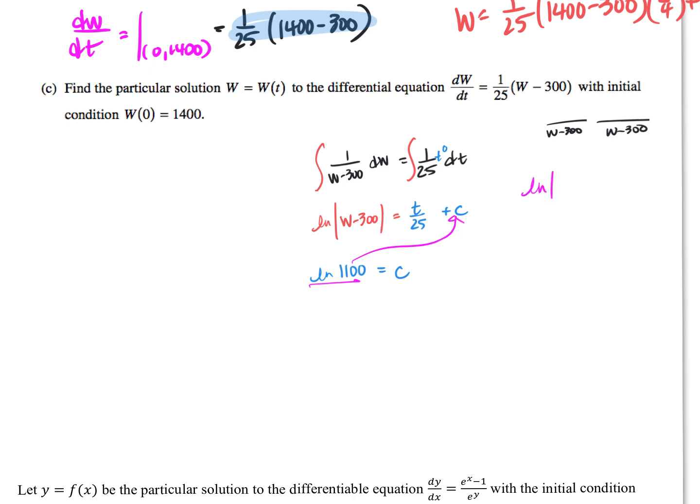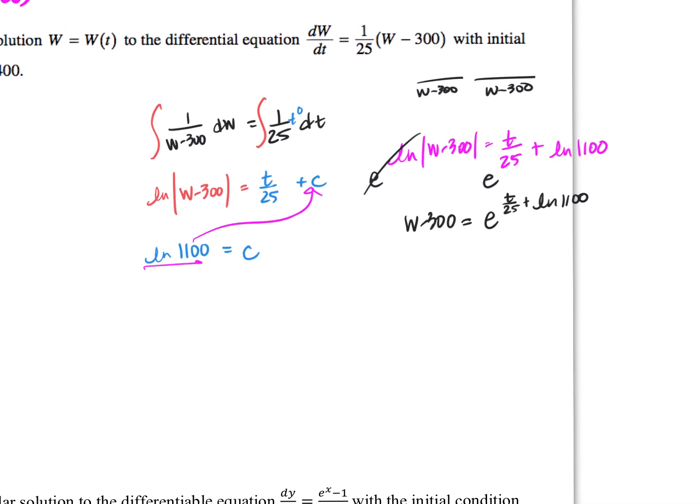Whoa. Okay, people, we got ln of W minus 300 equals t over 25 plus ln of 1100. Whoa. We got to get W by itself, so we're going to e both sides. I'm good with getting rid of those bars because the absolute value of W minus 300 when W is 1400 will be positive. Equals e to the t over 25 plus ln of 1100. That's all in the exponent. But Beck's going to write it fancy. And we can easily just make that 1400? Wait, no. No, good call. t over 25 plus ln of 1100.